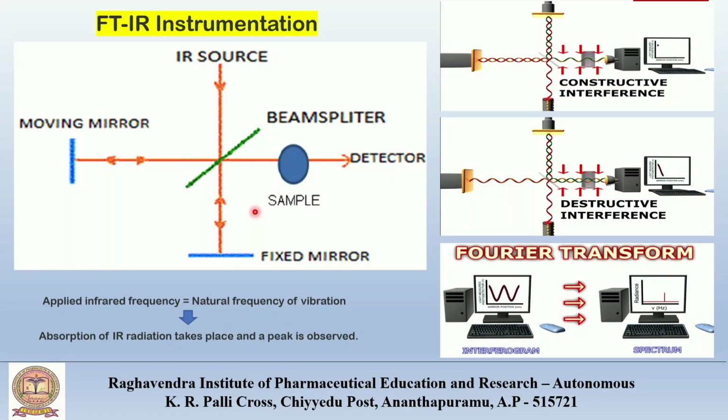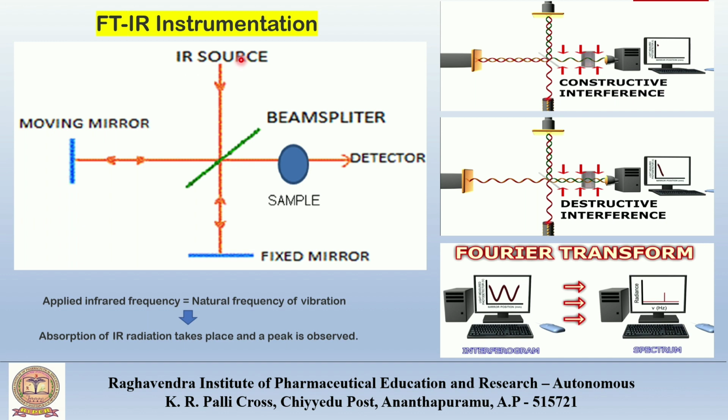Let us see FTIR instrumentation. Generally, it contains an IR source, fixed mirror, moving mirror, one beam splitter, sample cell and detector. The detector is connected to the computer. Then coming to the working procedure, the radiation source may be a Nernst glowwire or silicon carbide glow bar source. They are electrically heated from 1200 to 2000 degrees centigrade to produce IR radiation.